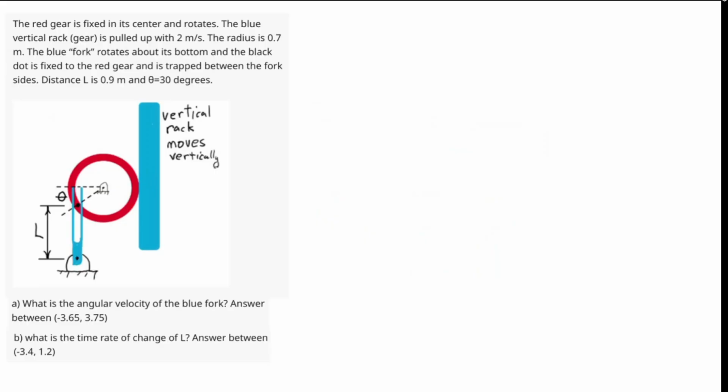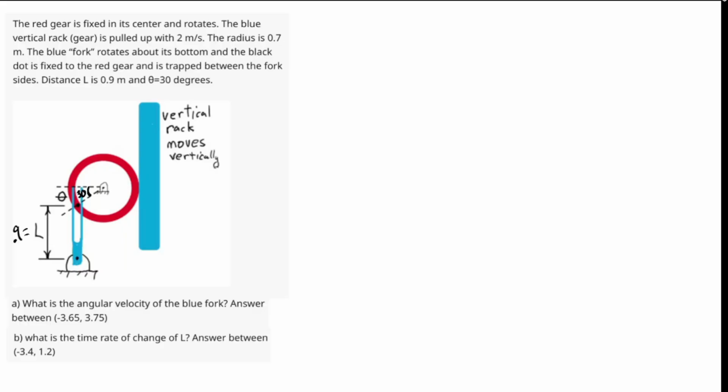The blue fork rotates about its bottom. The black dot is fixed to the red gear and is trapped between the fork on the sides, right? So that's just saying that little black dot is going to be stuck to the red gear and moving in and out of that fork. The distance L is 0.9. So let's write that down. So this is 0.9. And the angle right now, theta, is 30 degrees. So this is a 30.